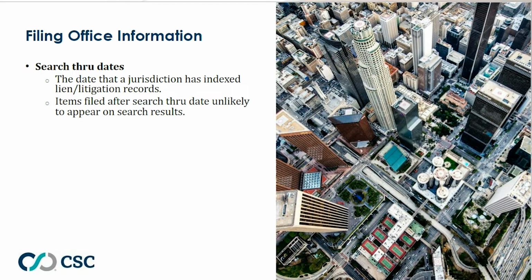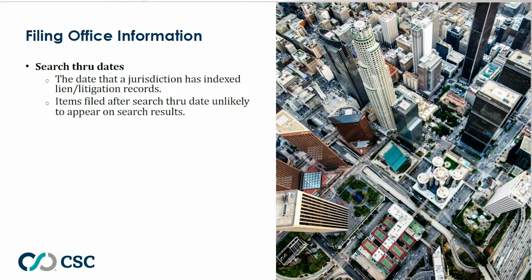So items that are filed after a search through date, and by the way, the search through date on CSC results is noted, you'll clearly see when the through date is, are unlikely to appear on the search results. So if you get your UCC search back and it does not have a copy of a UCC that was recently filed, you may want to ask yourself, when was it filed? And let me take a look at the search through date. And if you have questions beyond that, of course, you should ask me, your CSC representative, and I can assist along the way.